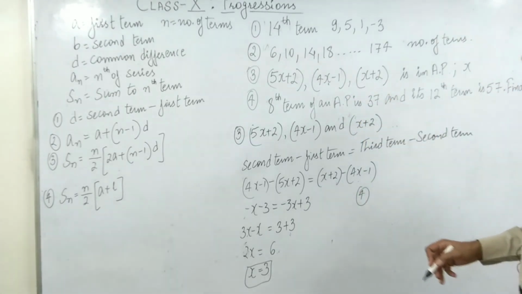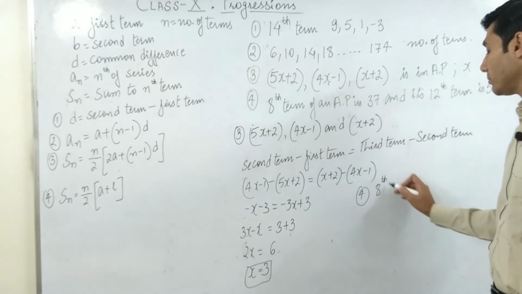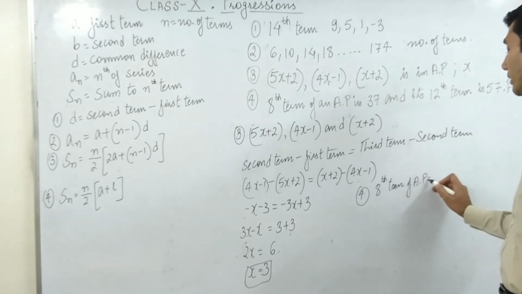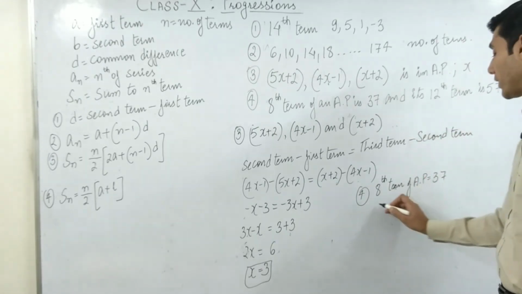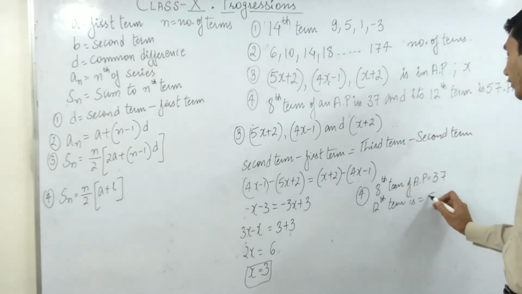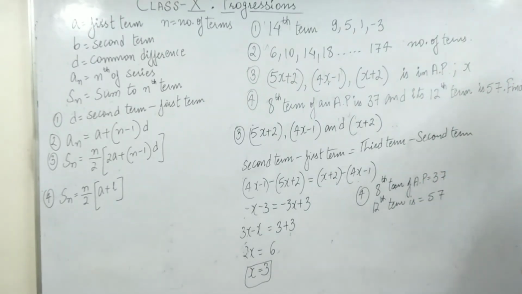8th term of an AP is 37. So they are saying the 8th term of the AP is 37 and the 12th term is 57. But guys, you already know the formula. We know that A8 should be equal to A plus 7D. I told you just now, one gets reduced, A plus n minus 1 D. So 8 minus 1, 7D. And how can I write A12? It should be equal to A plus 11D. 12 minus 1 is 11D.